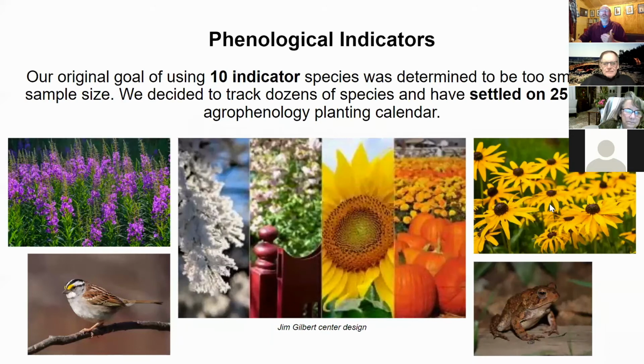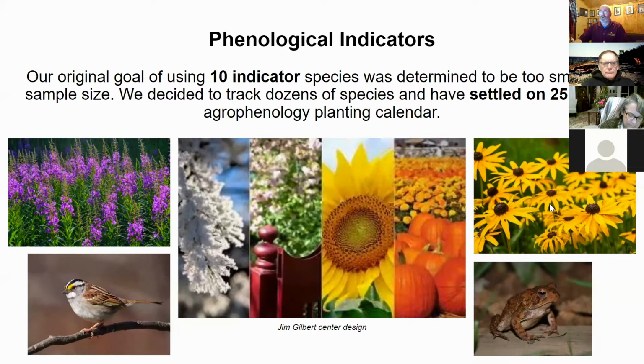First we started with 10 indicator species. We thought, let's do that, but we realized really quickly 10 indicator species was going to be way too small. So we started tracking dozens of species. Wolfridge has tracked phenological indicators for 33 years, so we have this huge reservoir of information. We could identify the ones we thought might be the most successful, the most responsive, the most telling of what the conditions would be. And we've settled on 25.